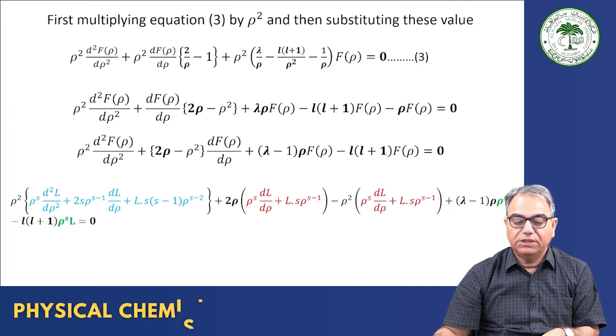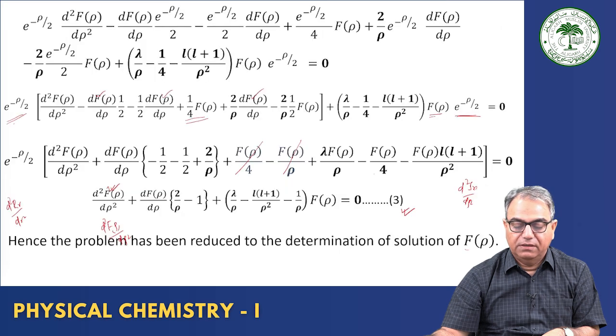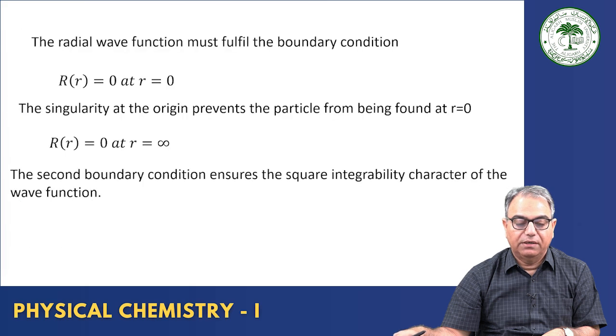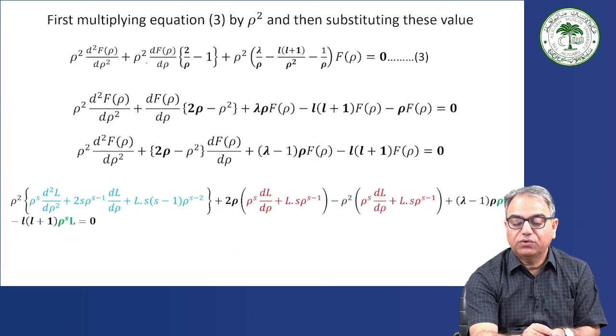If you put these equations in, and before that you have this equation number 3, multiply this equation by rho square. Multiply this equation by rho square. So, rho square you multiplied, rho square you multiplied, rho square you multiplied. And what do you get?